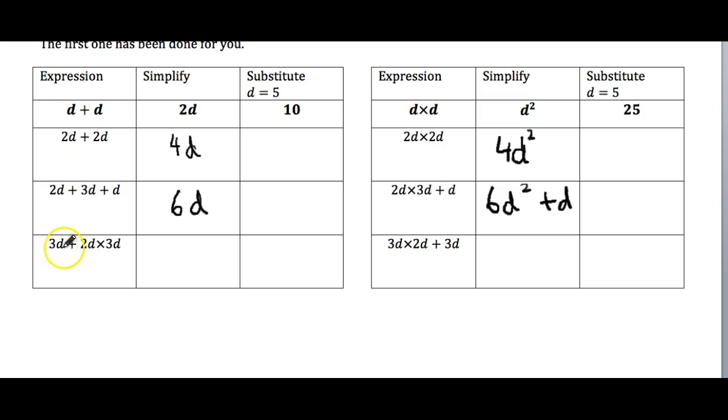Okay, the next one, 3d, that's not going to be the same as the other. So 2 times 3 is 6, d squared. And then over here, we basically have the same thing, but just written around the other way.